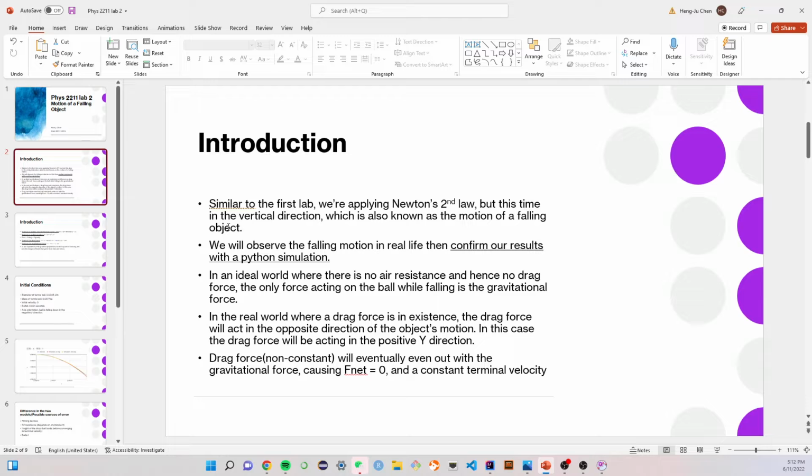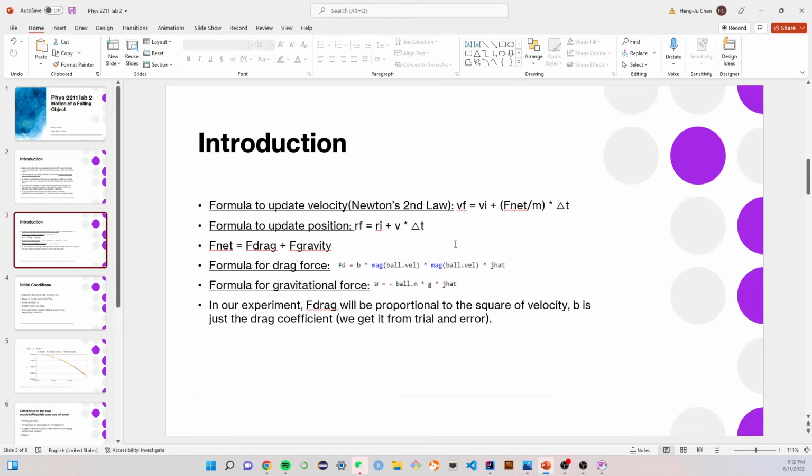In an ideal world where there is no air resistance and hence no drag force, the only force acting on the ball while falling is the gravitational force. However, in the real world drag force does exist, so the drag force will act in the opposite direction of the object's motion. And since in this case the ball is falling in the negative y direction, the drag force will be acting in the positive y direction. Drag force will eventually even out with the gravitational force, causing net force to become zero and hence a constant velocity, known as terminal velocity.